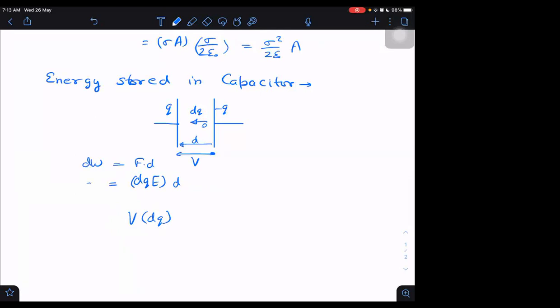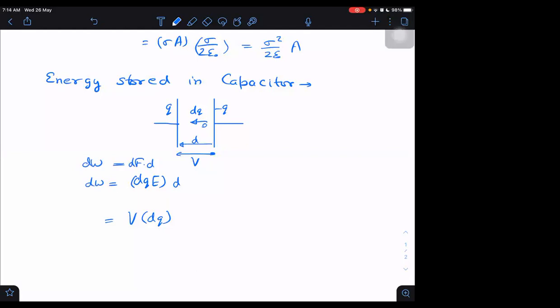Here dW is the work for only the small dq element, so it is not the net work. The net work will be obtained when we integrate. And E into d is V. You know that, or not? Electric field into d is V.